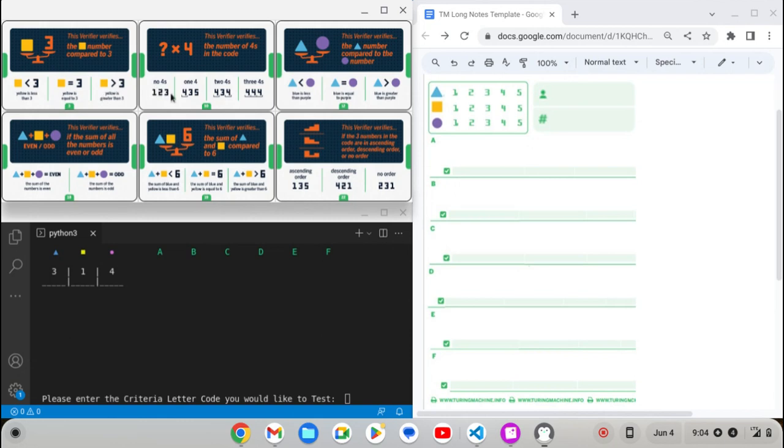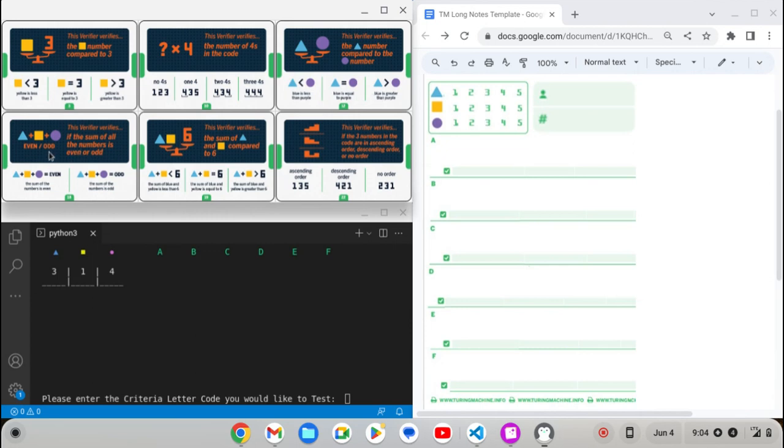Criteria card B looks at the 3-digit code and will let us know how many of those digits should be 4. Are there no 4s? Is there 1, 2, or possibly all 3? Criteria card C will look at the first and last digit and compare them. Should the triangle value be less than the circle? Should they be equal? Or should the triangle value be greater than the circle?